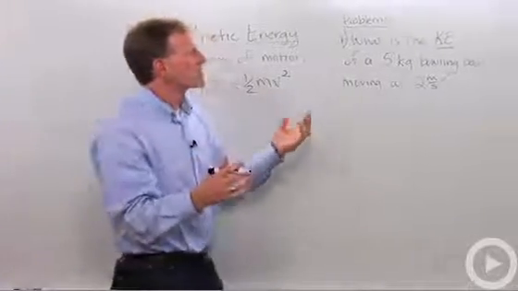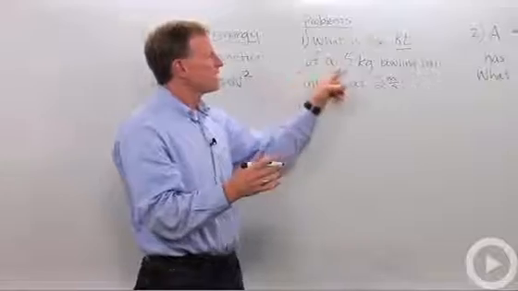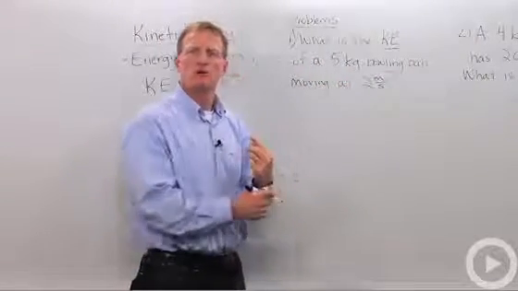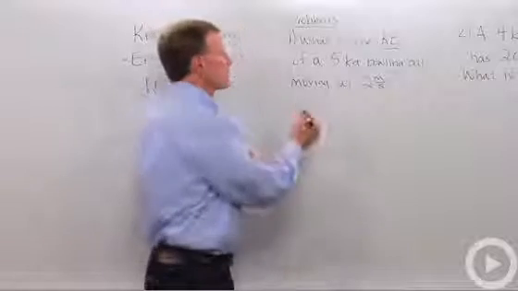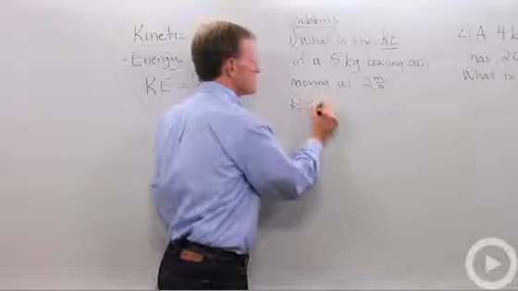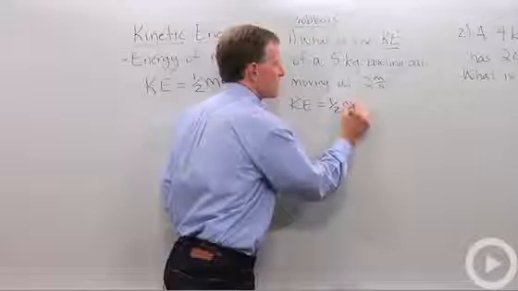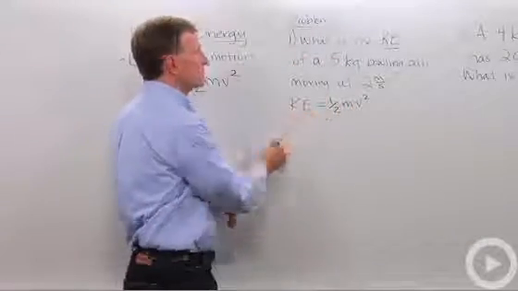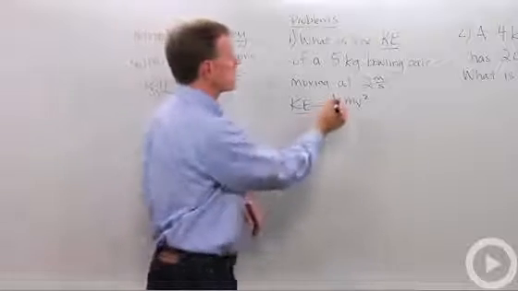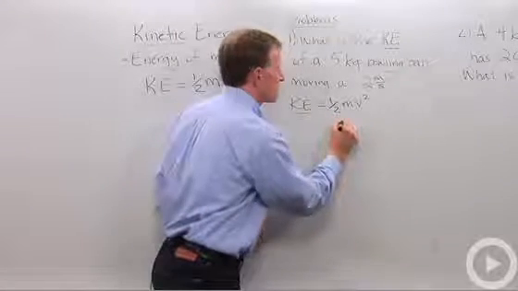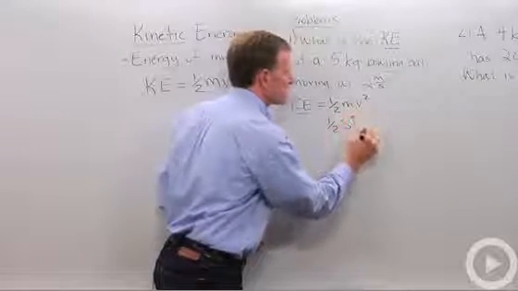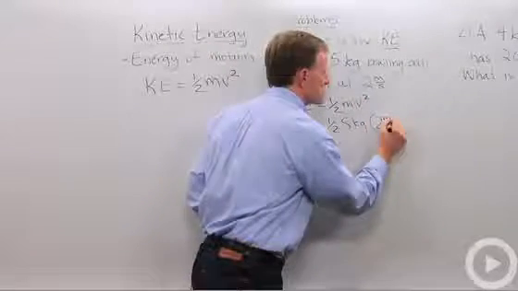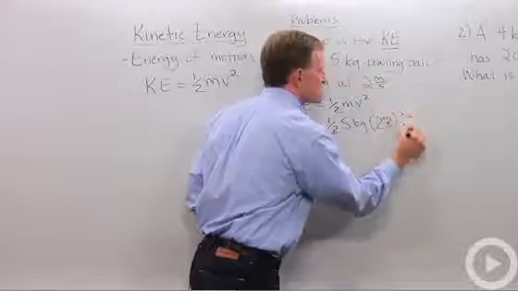First off, what is the kinetic energy of a 5-kilogram bowling ball moving at 2 meters per second? Again, the formula for kinetic energy is 1/2 mass times the velocity squared. In this case, we're solving for kinetic energy, so we just say 1/2 times 5 kilograms times 2 meters per second squared.